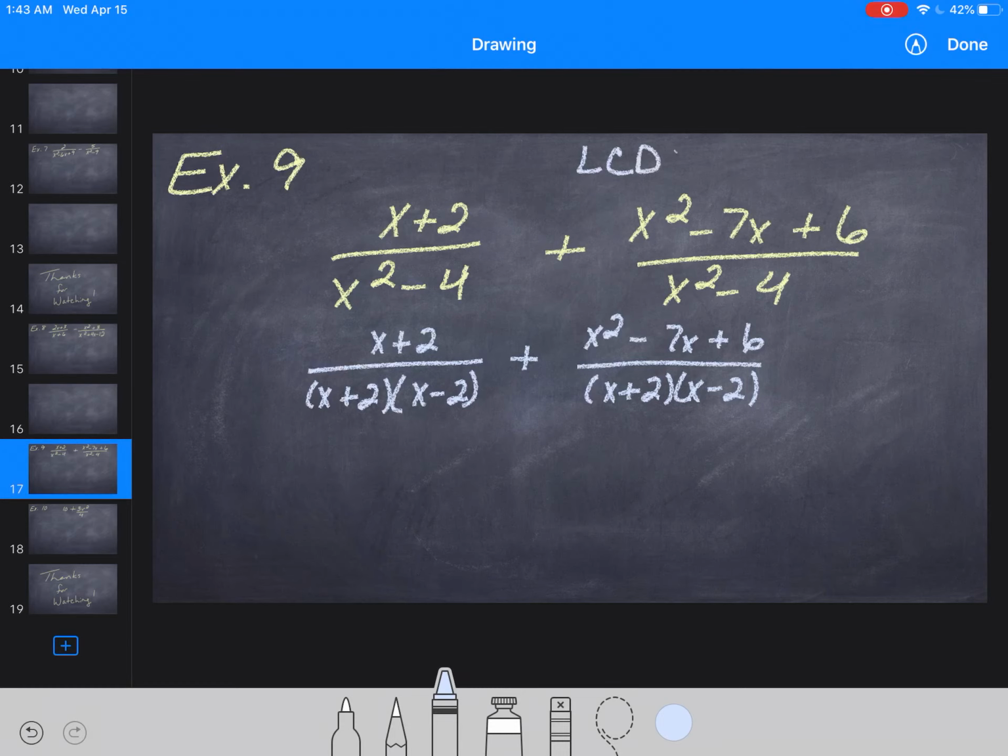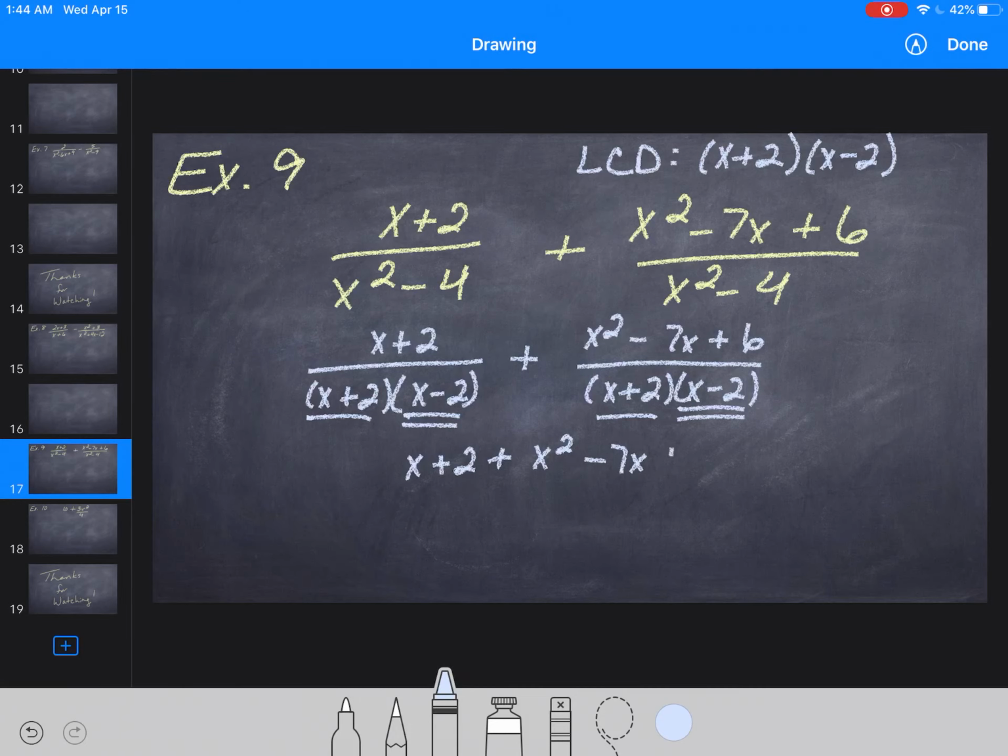Now I'm going to look at my least common denominator. My least common denominator must contain my first (x + 2) because it is located in both denominators, and it also must contain my (x − 2) because it is located in both denominators. So I don't have to multiply anything in, and I can just combine my fractions into one. I end up with (x + 2) plus (x² − 7x + 6), all divided by (x + 2)(x − 2). Now I'm going to simplify this fraction by combining like terms.